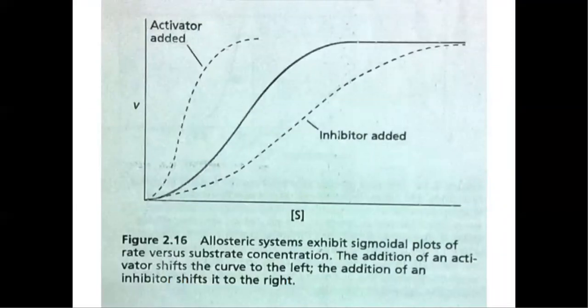Here we can see the inhibitors plot as well as the activators plot. This is the normal Michaelis-Menten plot for the enzymes. This is for inhibitors and this is for activators. The addition of activators shifts the graph to the left-hand side, and the addition of inhibitors shifts the graph to the right-hand side. So from this normal graph, we can easily identify the inhibitors and allosteric activators of that particular enzyme.